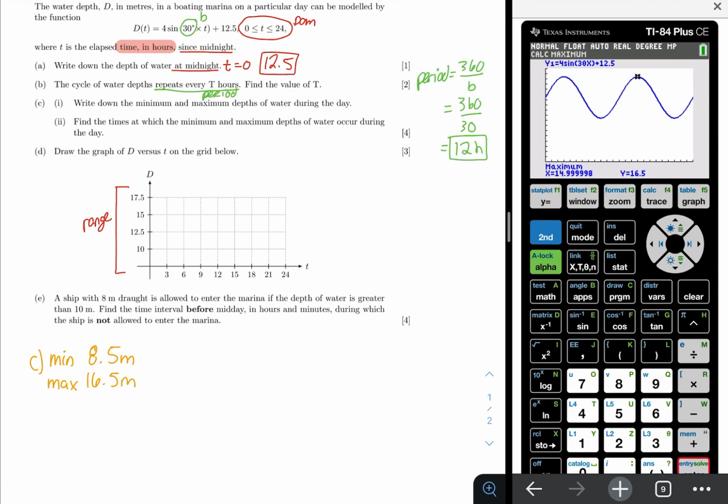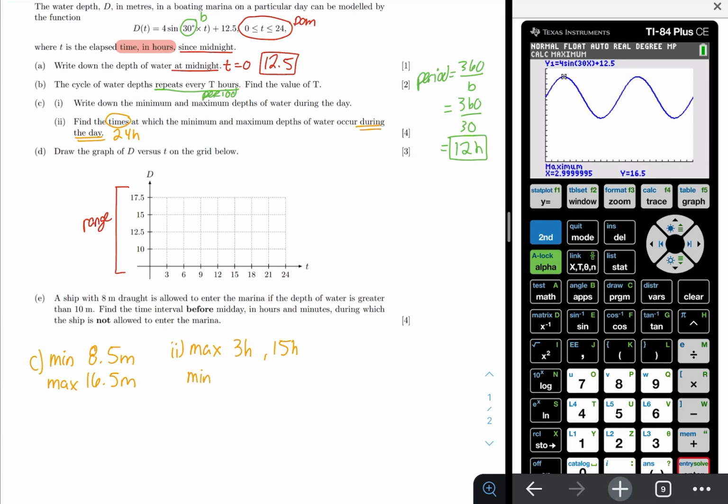Now C II, find the times at which the minimum and maximum depth of water occur during the day. During the day indicates that it's going to be a 24-hour time. Right? So my calculator was already set so that I'm going from 0 to 24. So they're asking me for the times. So this time they're asking me for the x values, right? So I see that I have a maximum twice. I have a maximum at 15 hours. That's the one I have right now on the calculator. And then I can use the calculator to find out the time for the first maximum. We get that that happens at 3 hours.